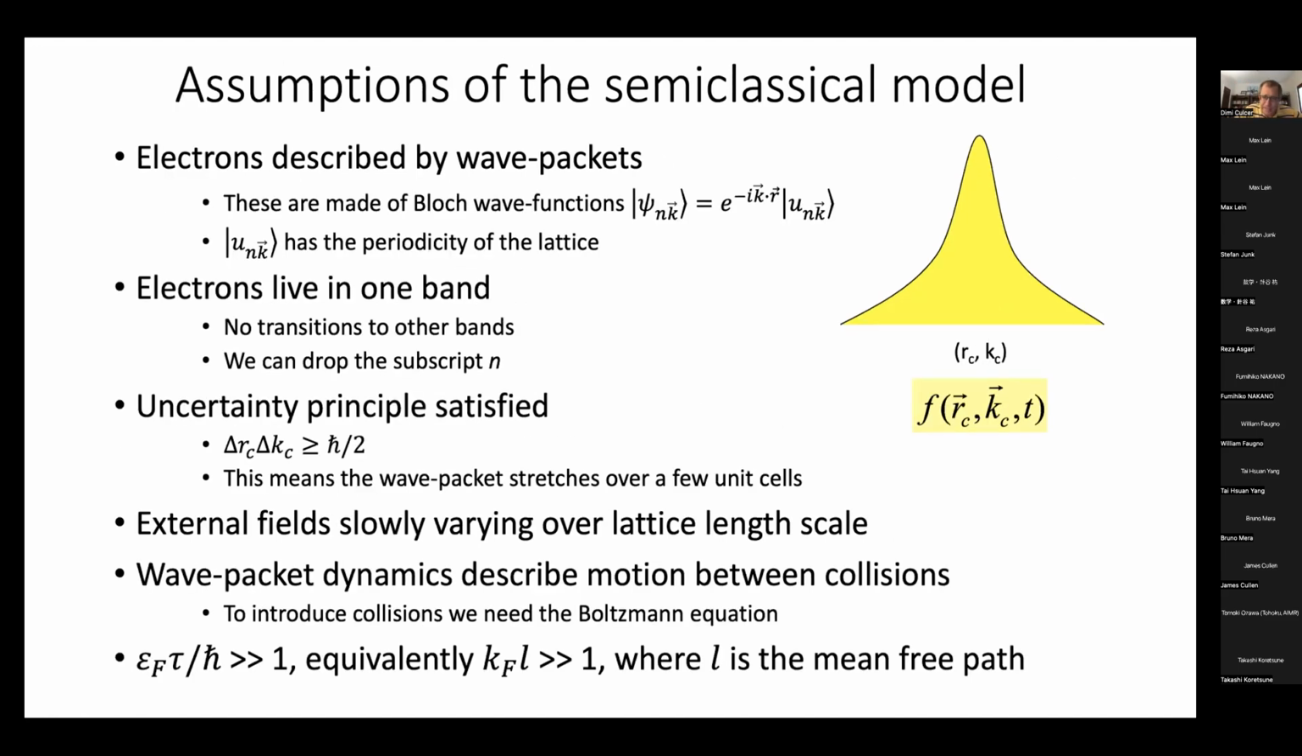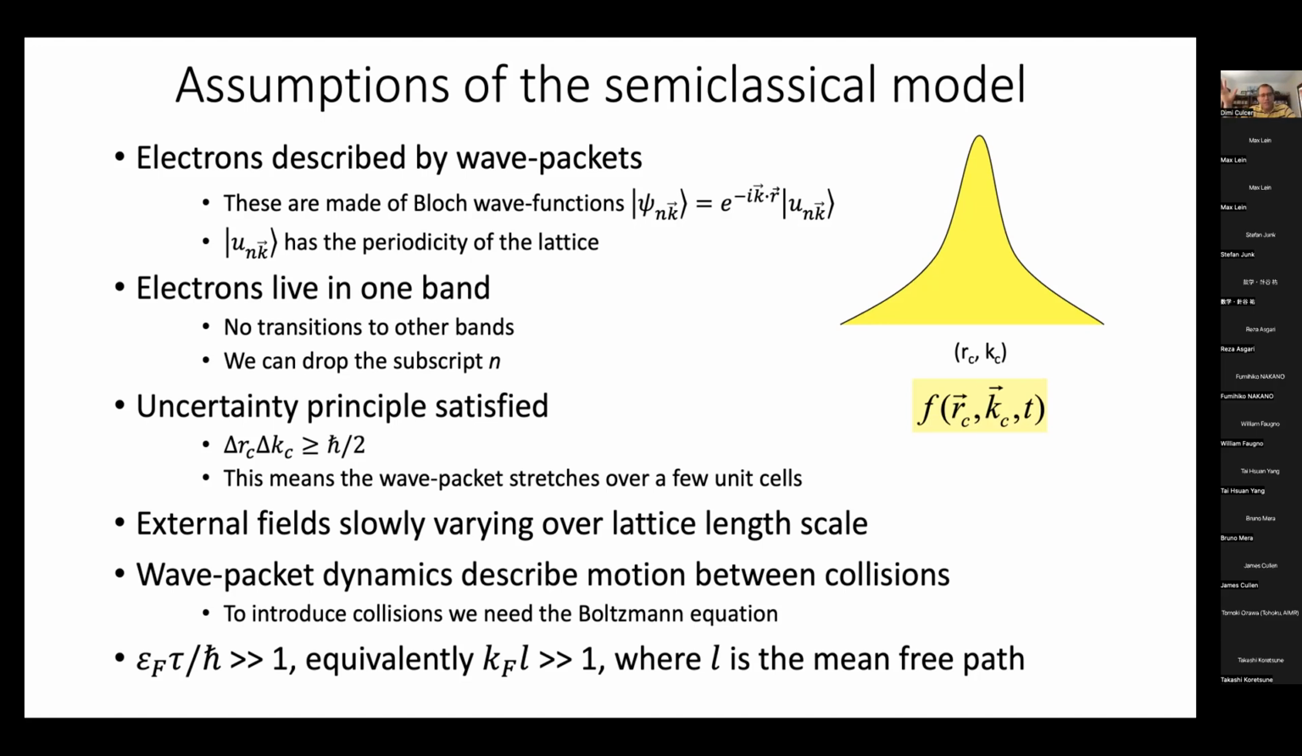So the assumptions that the semi-classical model makes have been okay for metals for a long time. First of all, electrons are supposed to live in one band. Most of the time you assume that the electron lives in some band described by some index n, and most of the time you can actually drop this subscript. So the wave packet is going to be composed of a distribution of wave vectors centered around Kc, and the wave function is going to be given by this psi that I have at the top of the slide. This is the standard Bloch form where the u has the periodicity of the lattice.